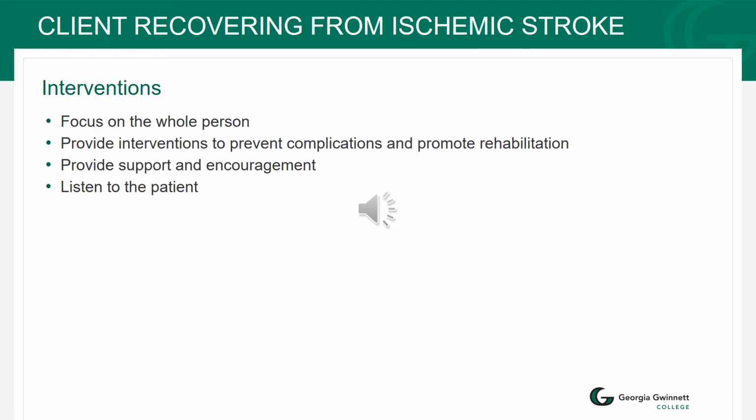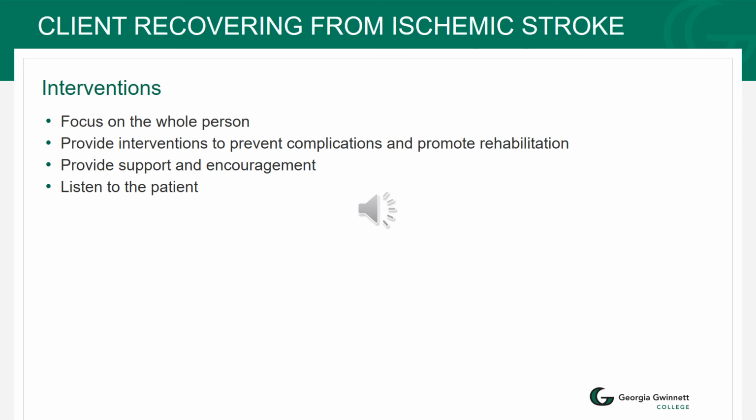So you're going to want to focus on the whole person with your nursing interventions, not just on the brain. When someone has had a stroke, it affects the entire person. So your interventions will revolve around that. You will need to provide interventions that will prevent the complications that we just talked about and promote rehabilitation, because these patients will oftentimes have several months' worth of rehabilitation. They might never get back to their normal baseline.